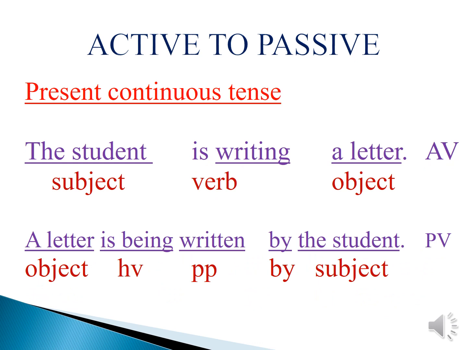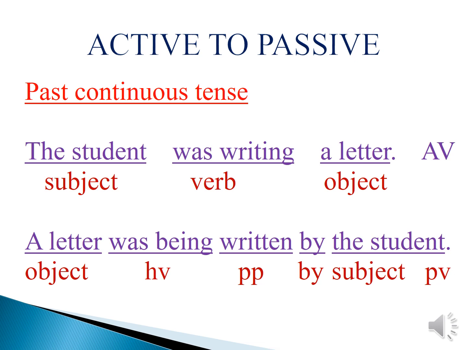Present continuous tense. Continuous tense will have the ing form of the verb. The student is writing a letter. Since this is present tense, we have used is. The student is writing a letter. A letter is being. We have to use being in the continuous tense. Being written by the student.